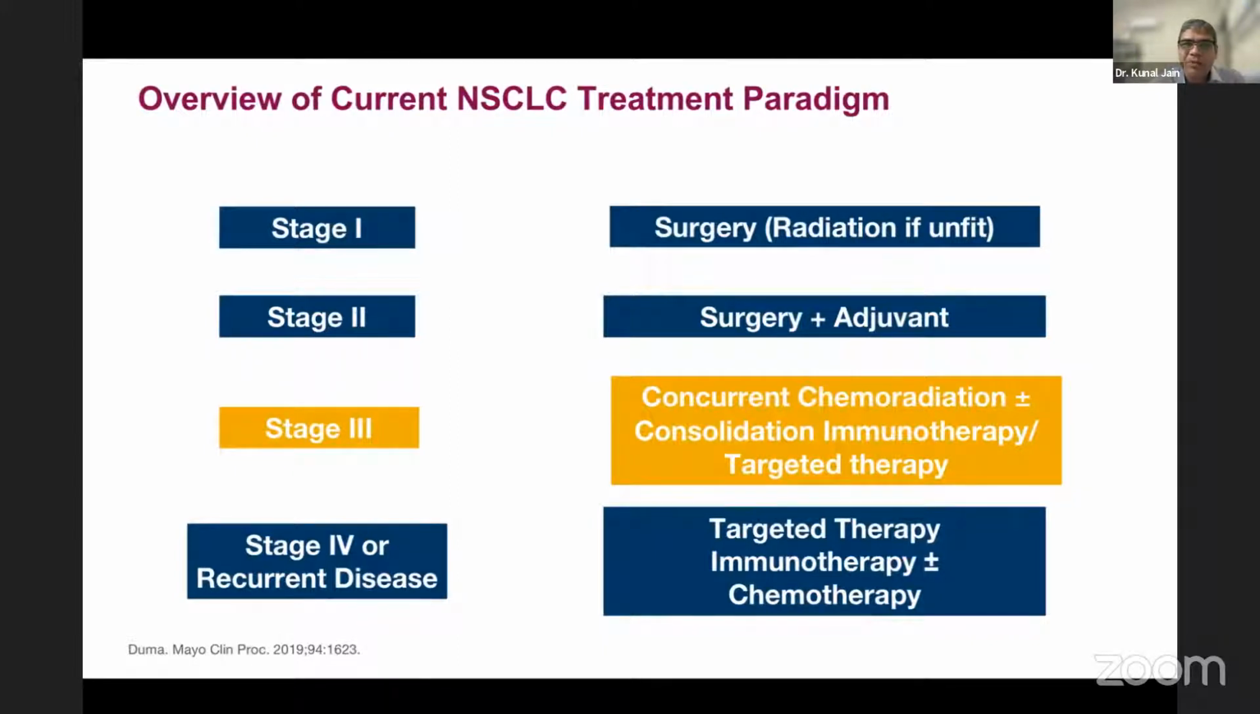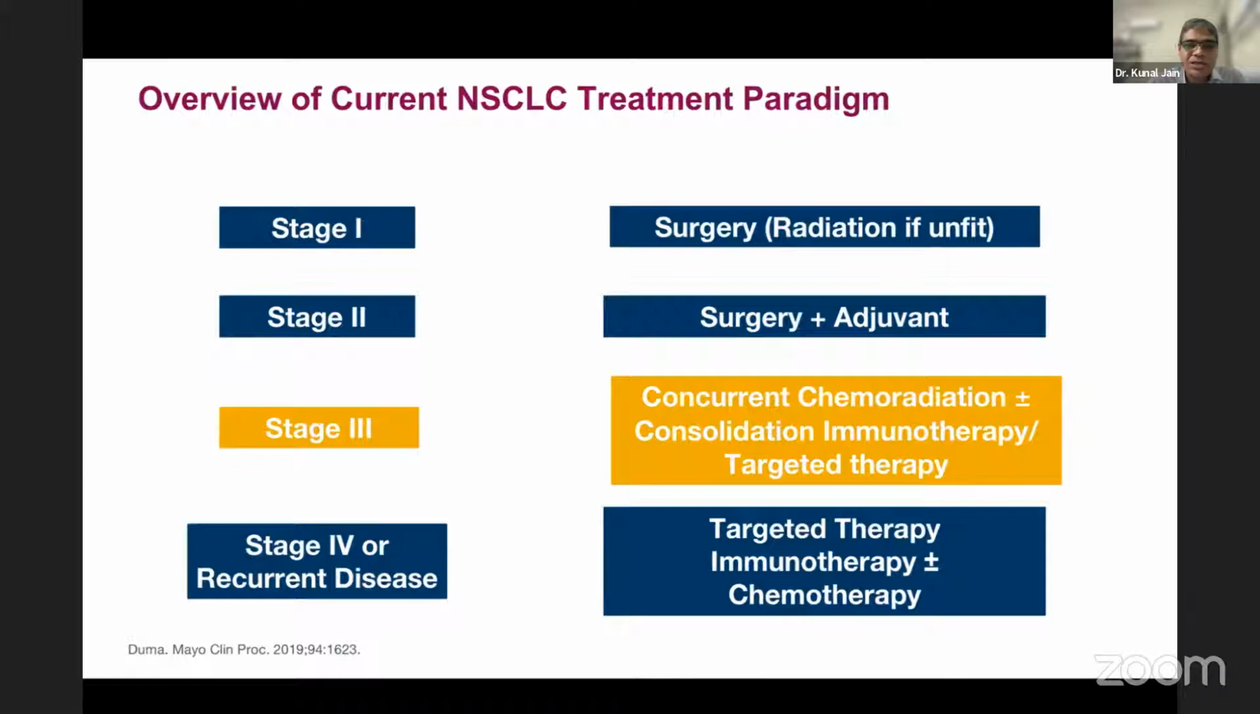So a brief overview of current treatment. Stage 1, patients are candidates for surgery, or occasionally now SBRT if the patient is very elderly or unfit for surgery. And stage 2 patients obviously will be for surgery and for adjuvant therapy, depending on what is the histology. And also there is some role of adjuvant immuno in addition to chemotherapy. For stage 3 patients, again, the standard of care is concurrent chemoradiation, followed by consolidation immunotherapy, and that is what we will be seeing in subsequent studies as to the PACIFIC trial data, and also in select subsets where you find EGFR, especially the EGFR mutation based on the LAURA study, you can consider them for adjuvant osimertinib.